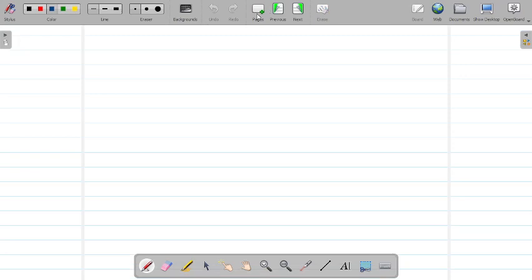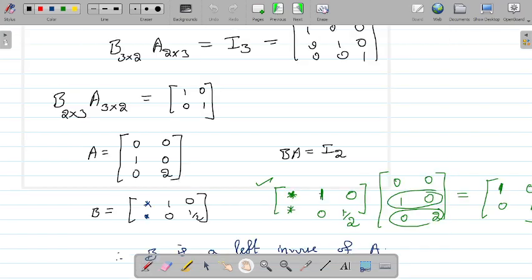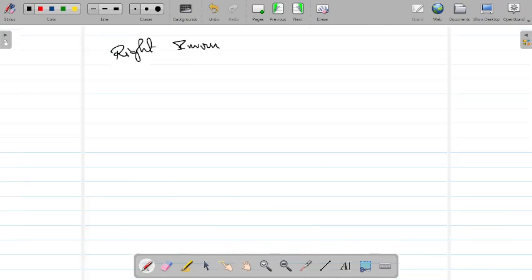Next, let me start with another matrix, and let's do one thing. Let's try to see, is it possible to find a right inverse for A? Now let's talk about right inverse. Which matrix am I taking for A? A 3 by 2 matrix.